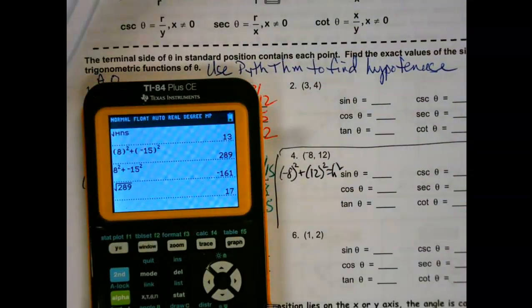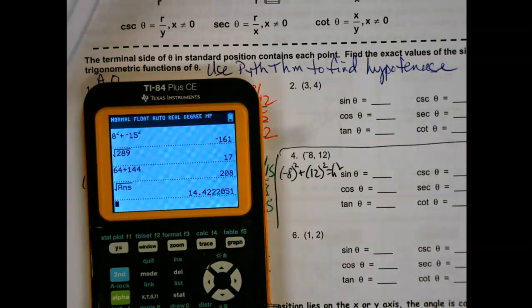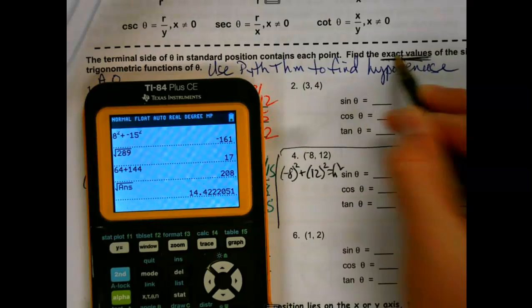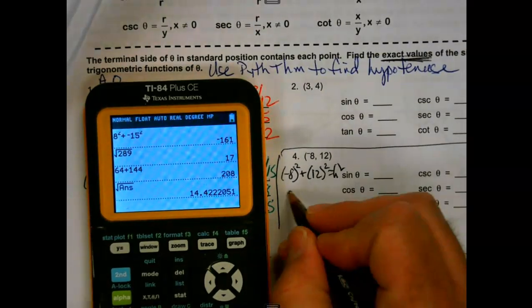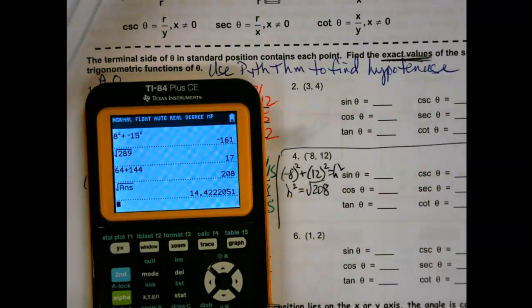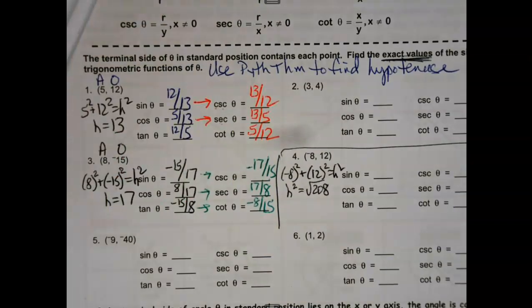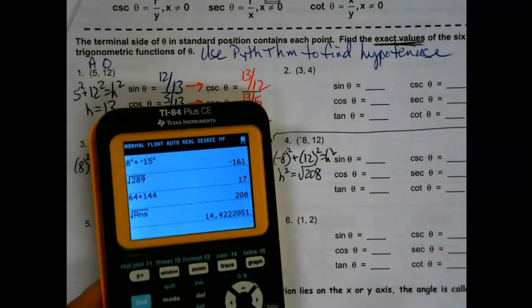Let's see here. 64 and 144. 208. Now, Hardy, do I get to go to a decimal? No. Exact values. No decimals. So hang on a minute. So h squared is the square root of 208. Uh-oh. We got to break it down. Okay? If it's breakdownable, which this one is, we need to break it down.